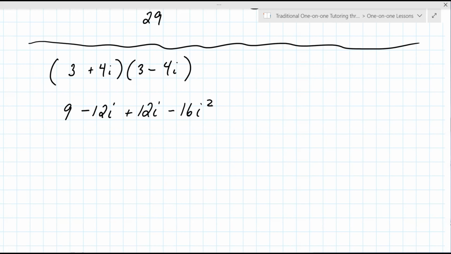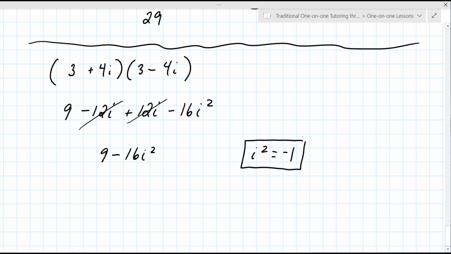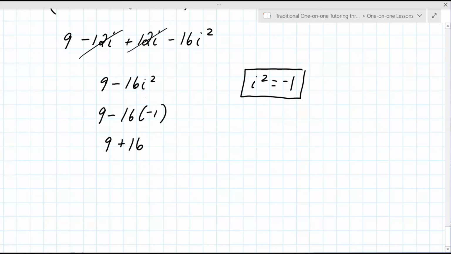And then we just take. So notice these cancel, and you get 9 minus 16i squared. i squared is -1. And so you plop that back in. 9 minus 16 times -1. 9 plus 16. Total of 25.